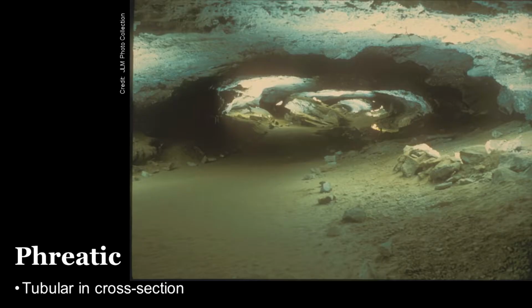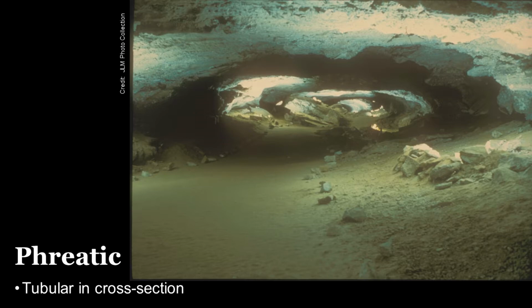Here's a passage in the Mammoth Cave system from Kentucky. It's a large phreatic passage. I don't know if there's a person in that picture for scale, but this would be something you could easily walk through. So it's quite a large passage. You see that it's got that tubular or oval cross-section. This is a classic phreatic passage.